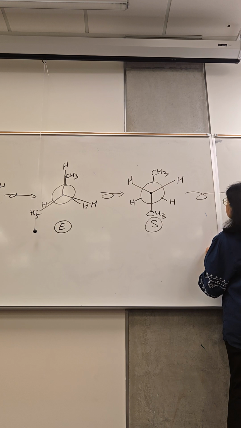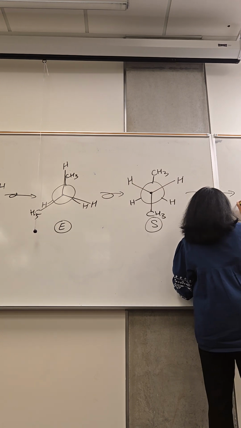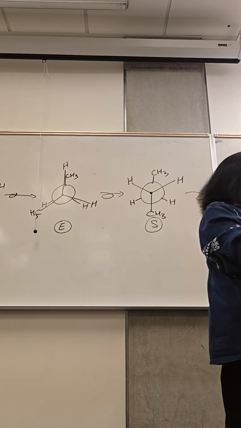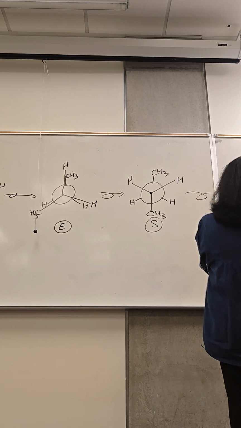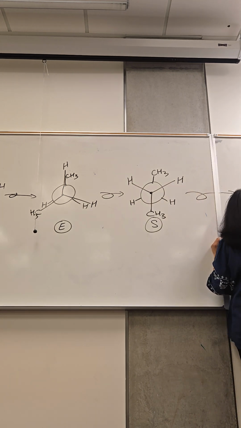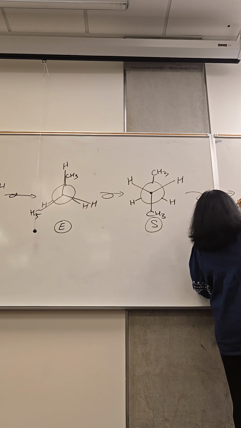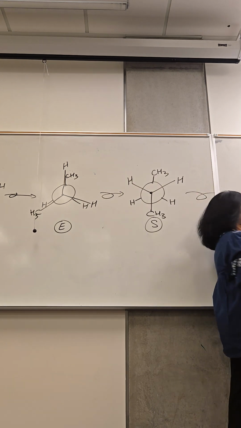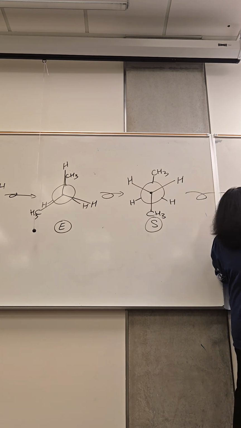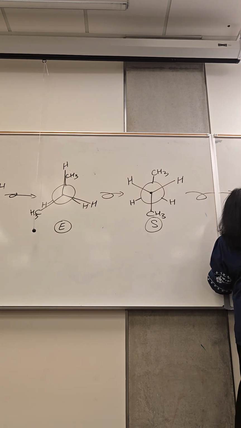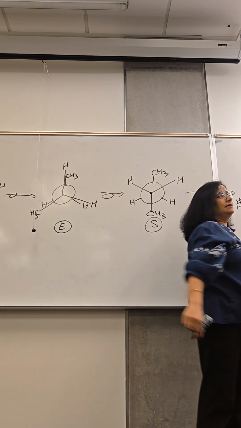Okay, next one. Staggered will become what? Eclipse. So that's again, I'm choosing to hold the back fixed and only move the front carbon. So it becomes eclipsed again. What's on that bond? What's on this bond? CH3. And H and H, right?